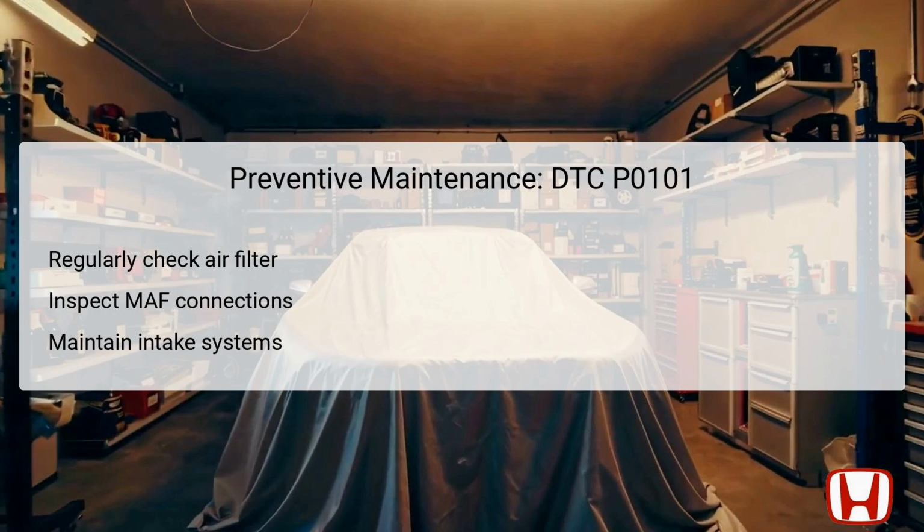Preventive maintenance is critical to preventing future occurrences of DTC P0101 and ensuring the longevity and efficiency of the vehicle. Regularly checking and replacing the air filter can prevent debris and contaminants from reaching the MAF sensor, thus ensuring it accurately measures airflow. Additionally, it's important to routinely inspect all connections related to the MAF sensor for signs of wear, corrosion, or loosening, which could lead to airflow discrepancies.